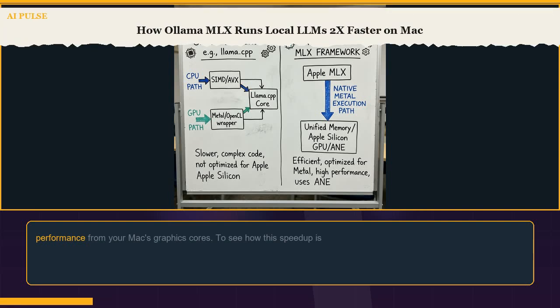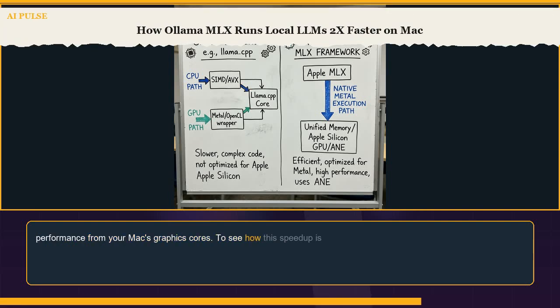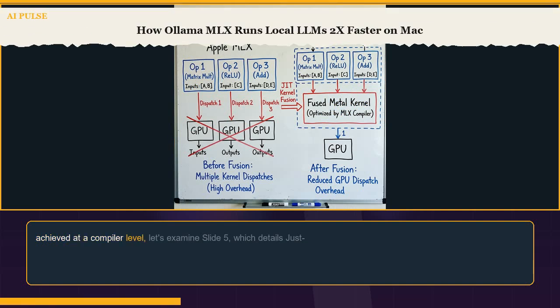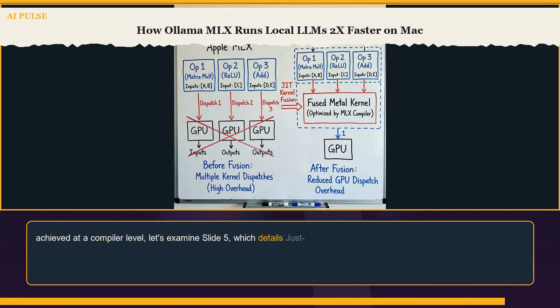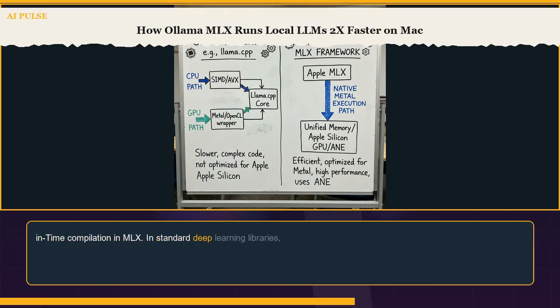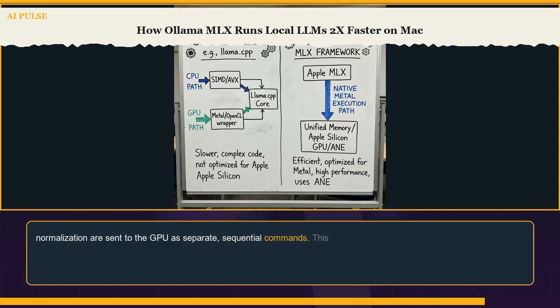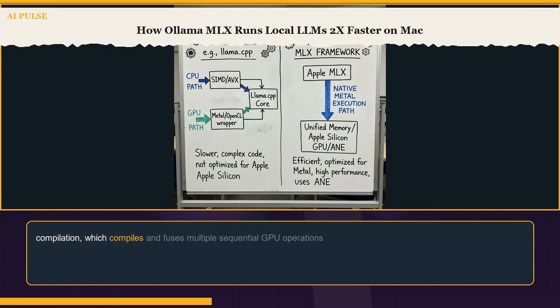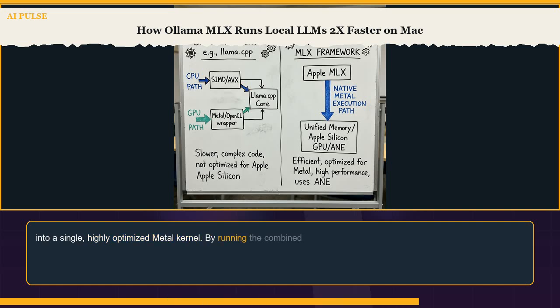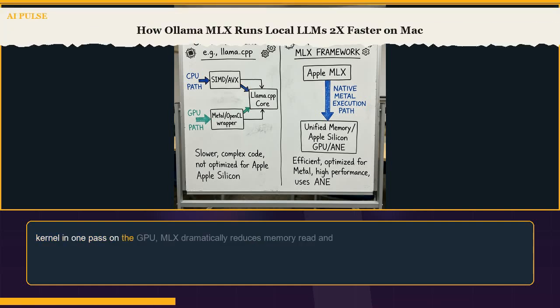To see how this speedup is achieved at a compiler level, let's examine Slide 5, which details just-in-time compilation in MLX. In standard deep learning libraries, operations like matrix multiplication, activation functions, and layer normalization are sent to the GPU as separate, sequential commands. This introduces significant dispatch overhead. MLX solves this using JIT compilation, which compiles and fuses multiple sequential GPU operations into a single, highly optimized Metal kernel. By running the combined kernel in one pass on the GPU, MLX dramatically reduces memory read and write cycles, squeezing maximum throughput out of the unified memory bus.